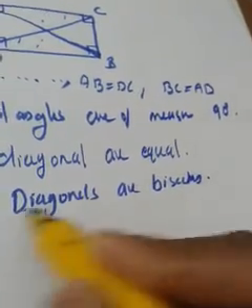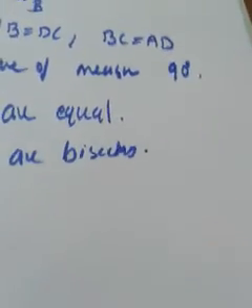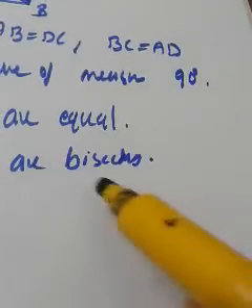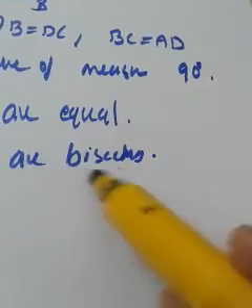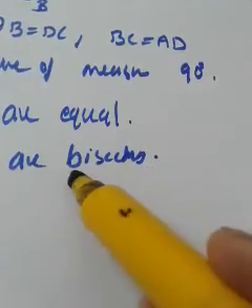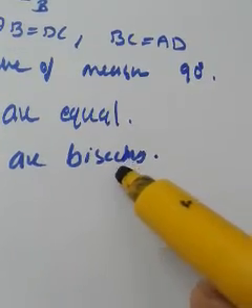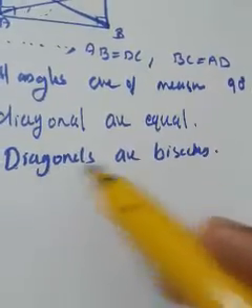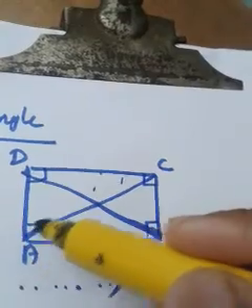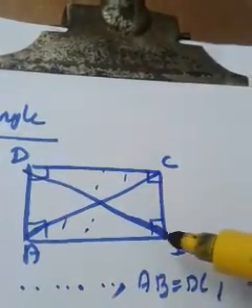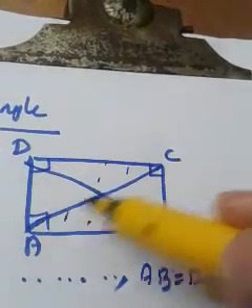Diagonals are bisecting. You know what you mean by diagonals are bisecting? You know what is the meaning of the word bisecting? Bisecting means dividing into two equal parts. So diagonals are bisecting means this diagonal will bisect this diagonal, and this diagonal will bisect this diagonal.